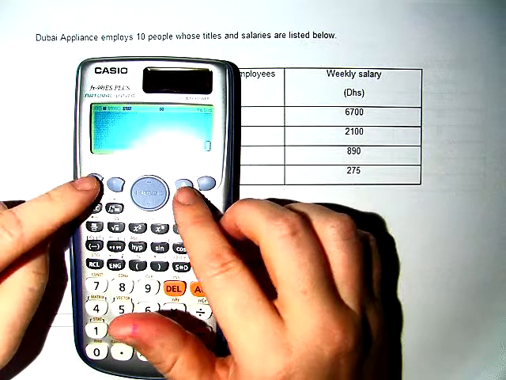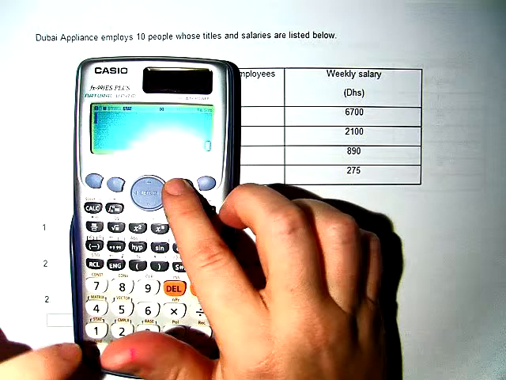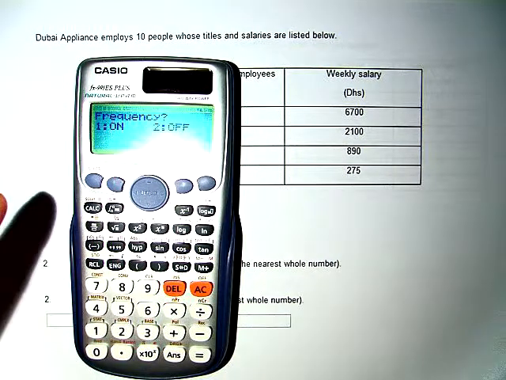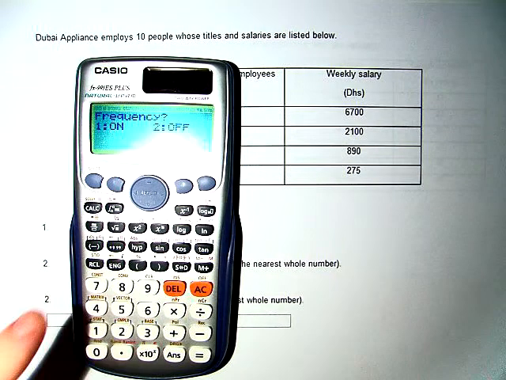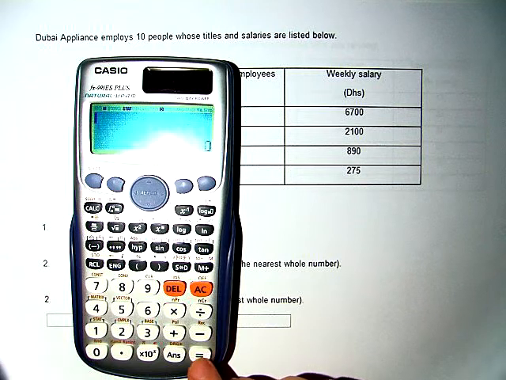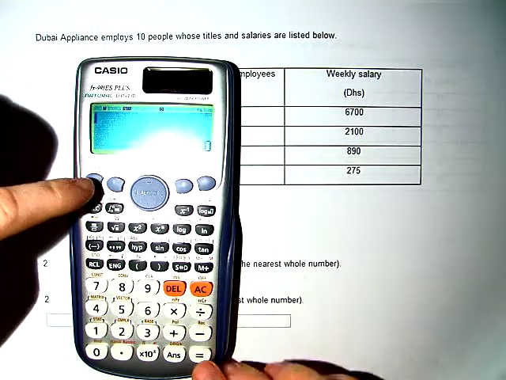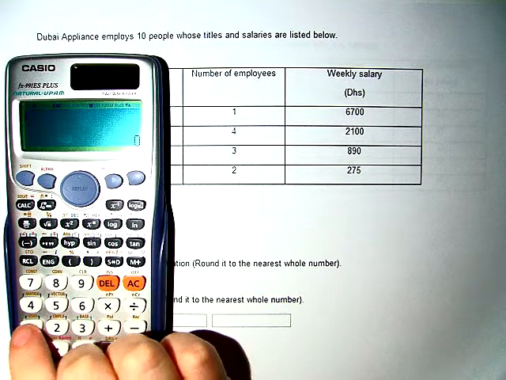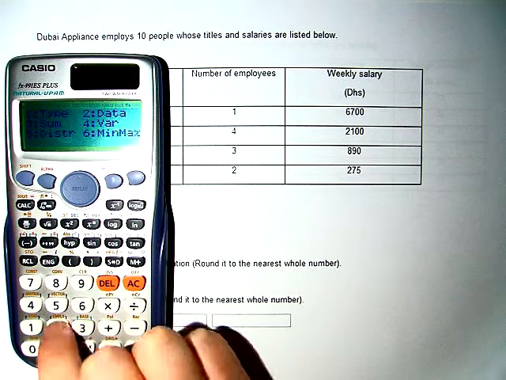To do that, you have to hit Shift and then the Mode button to go into Setup, hit the down arrow, and go into Stat. It will ask you, do you want the frequency on or off? The answer is we always want the frequency on. Okay, so we're going to start by putting in this table of information. So we hit Shift 1 to go into Stat and put in our data.